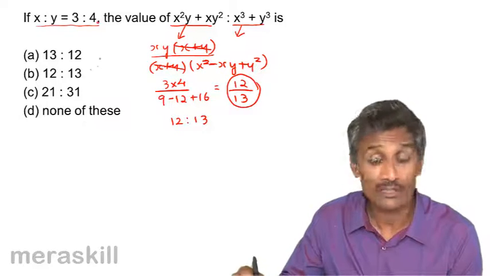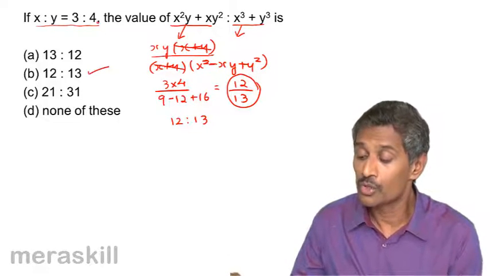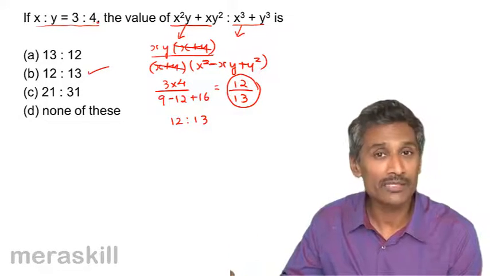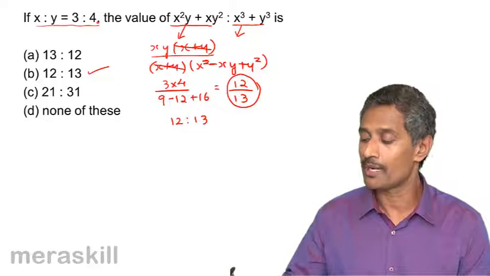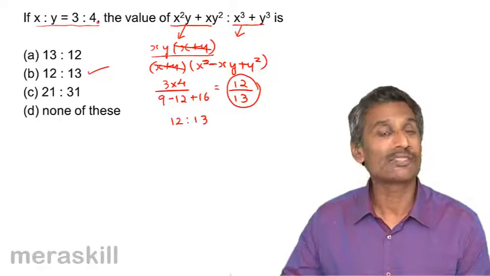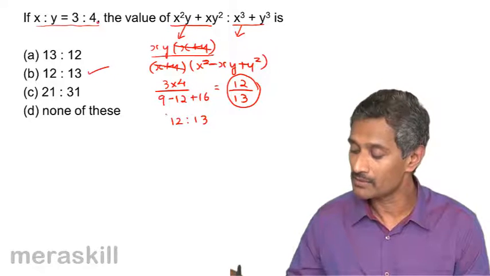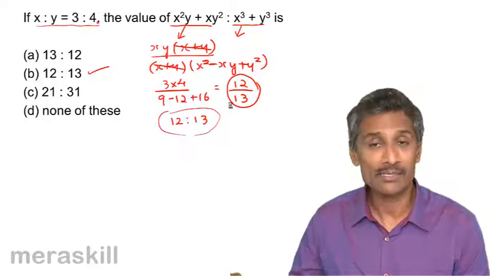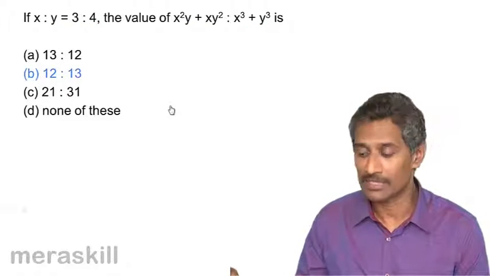Do we have that here? Oh yes, we have this. So if x is to y is 3:4, the value of x square y plus xy square is to x cube plus y cube is 12:13. Yes? Yes, it is 12:13.